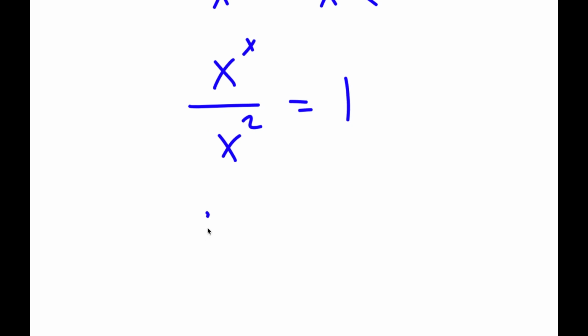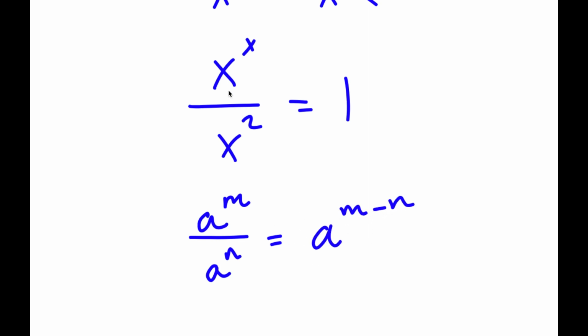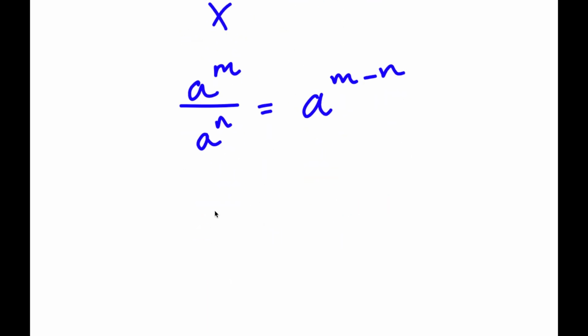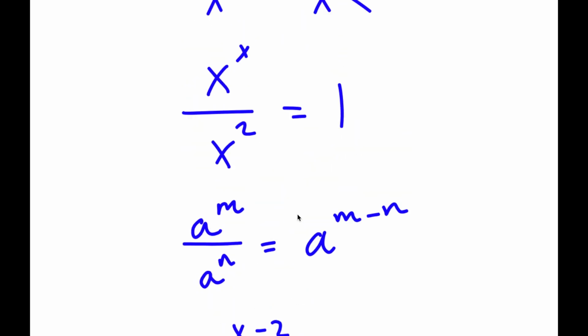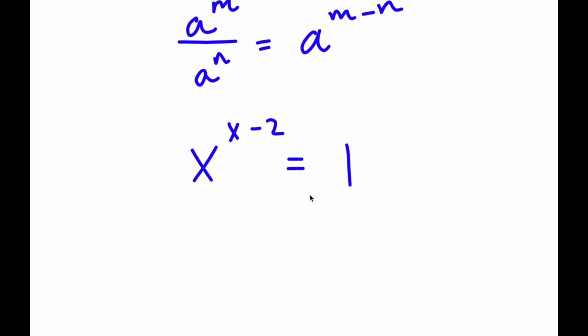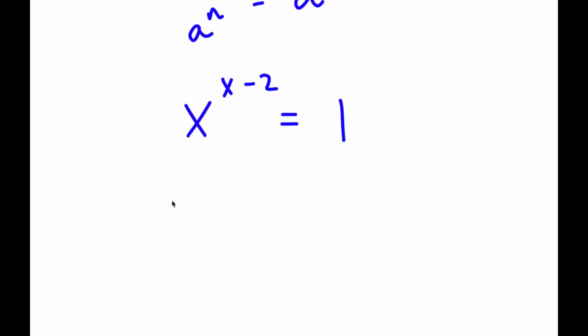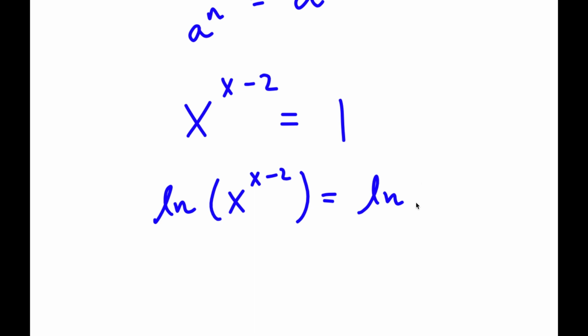Now, if I have something in the form a to the power of m over a to the power of n, this is equal to a to the power of m minus n. So x to the power of x over x to the power of 2, that's equal to x to the power of x minus 2, which is equal to 1. Now, if I take the natural log, or ln, on both sides, I get ln x to the power of x minus 2 is equal to ln 1.